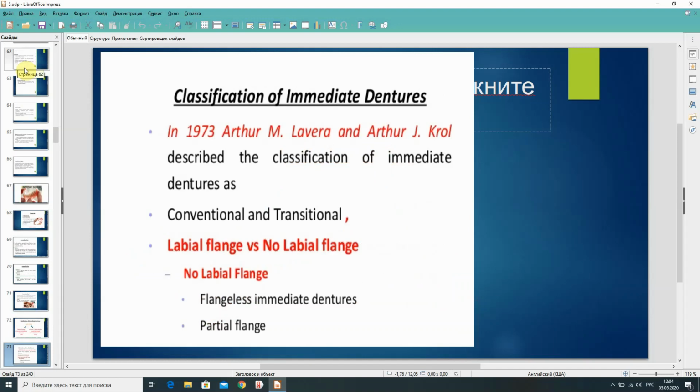Classification of immediate dentures. Arthur Flavera and Arthur Kroll describe the classification of immediate dentures as conventional and transitional, labial flange, no labial flange, flangeless immediate dentures, partial flange.